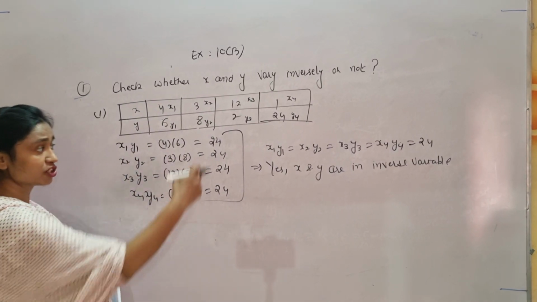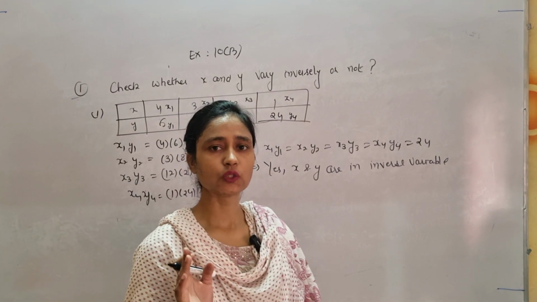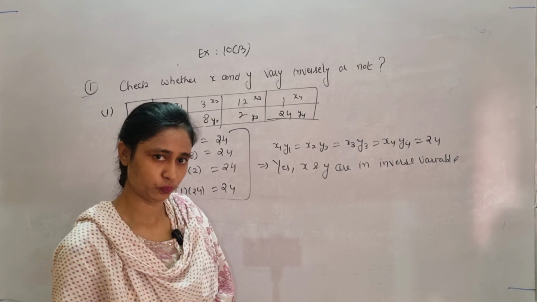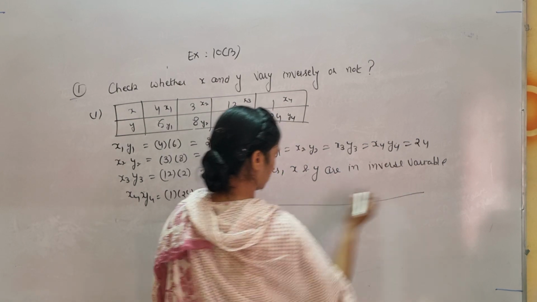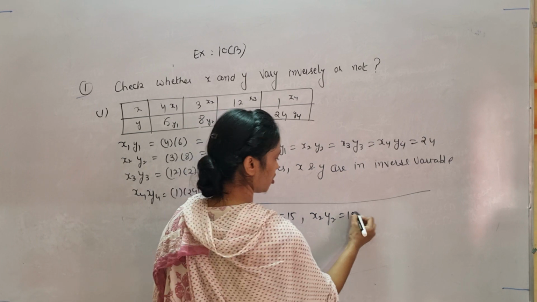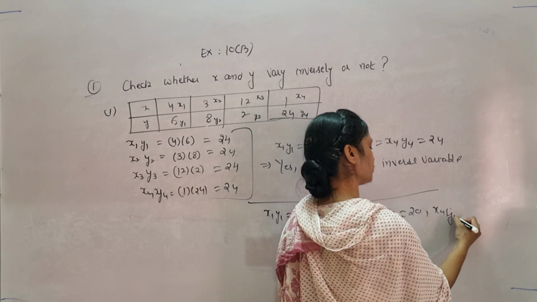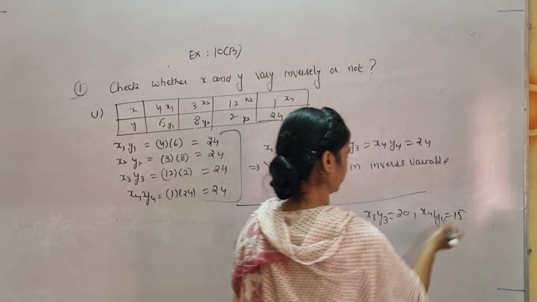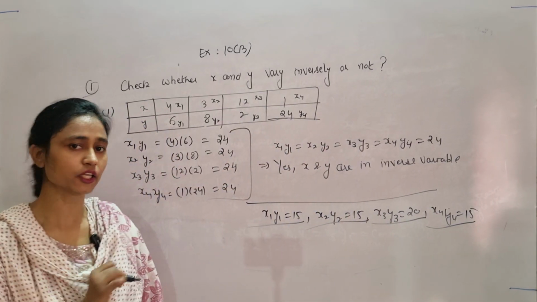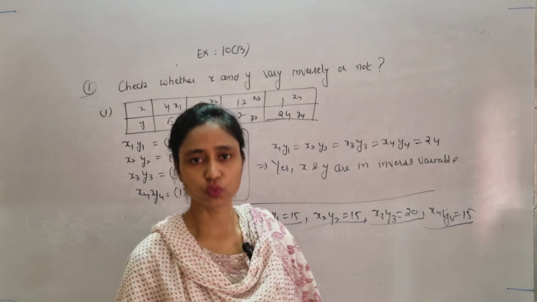Okay, if all the values are equal, then you will say that both variables vary inversely. If even one of them is different, then you will write no. Suppose x1 y1 you got 15, x2 y2 you got 15, x3 y3 is 20, x4 y4 is equal to 15. This is 15, this is 15, this is 15; if even one value changes, then you will write no, x and y are not in inverse variation.